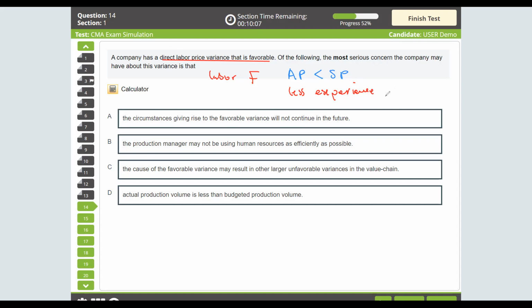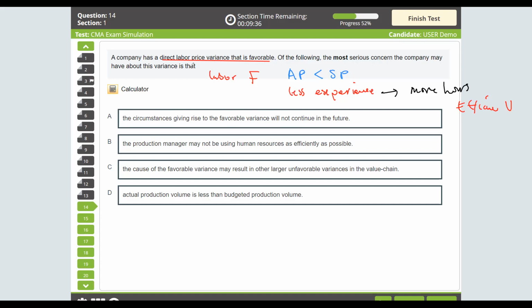Okay, well, that could also be a problem for the company. Once we have less experienced people, we could spend more hours. We spend more hours, that means we could have unfavorable efficiency. So efficiency could be unfavorable. So we are offsetting, we pay less in price, but we're going to spend more hours to do it. Okay, so this is what I see here.